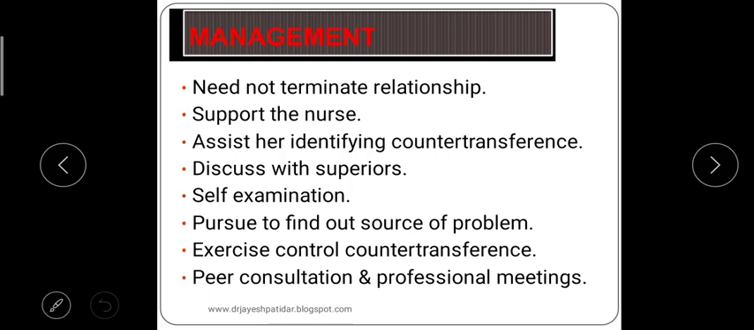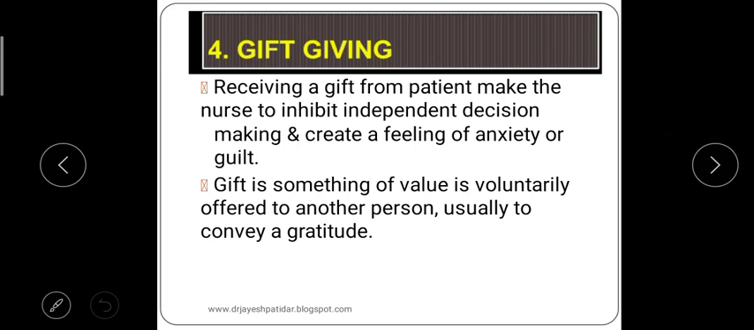So what management can we do? Need not terminate the relationship; support the nurse, assist her in identifying counter-transference, discuss with the supervisor, self-examination, try to find out the source of the problem, exercise control over counter-transference, and seek consultation and professional meetings. So here also no need to terminate the relationship; we just have to make sure that the nurse can identify that she is going through this counter-transference and she can discuss this with her supervisor and sort it out. So this is the third impasse.